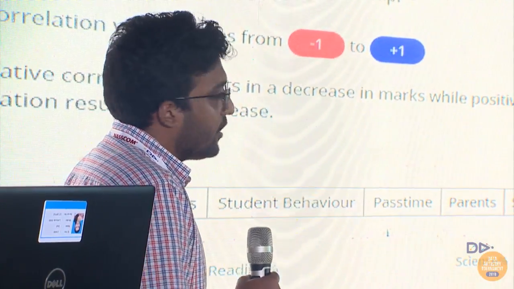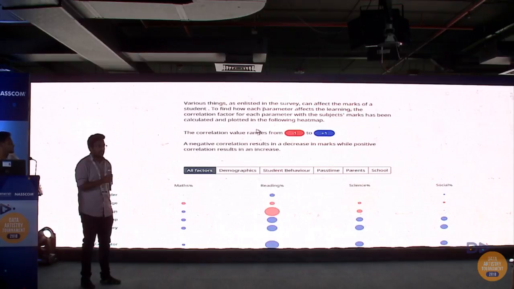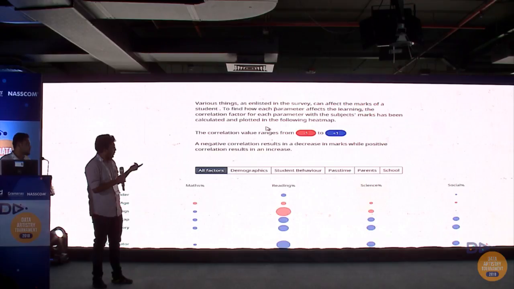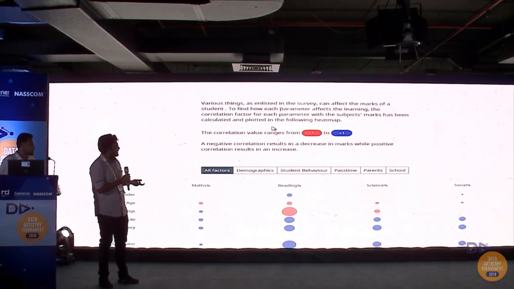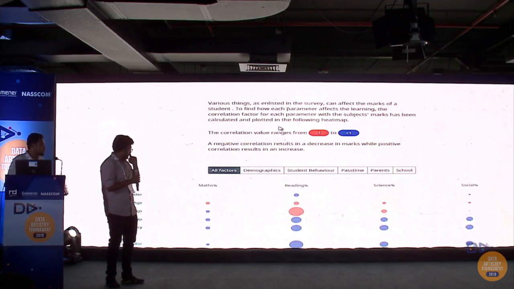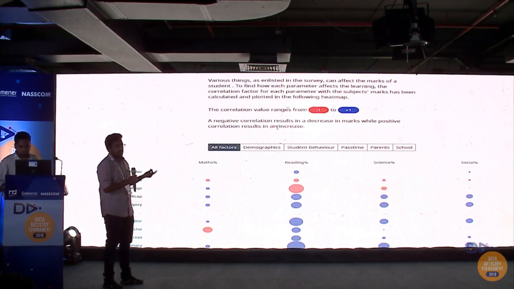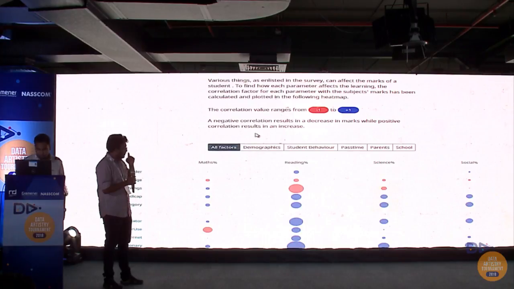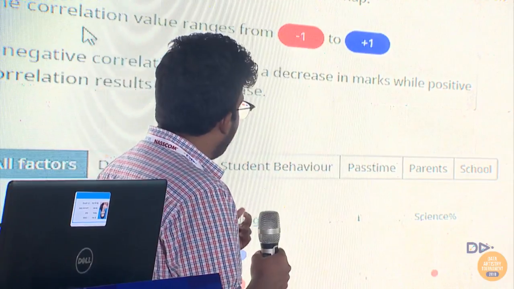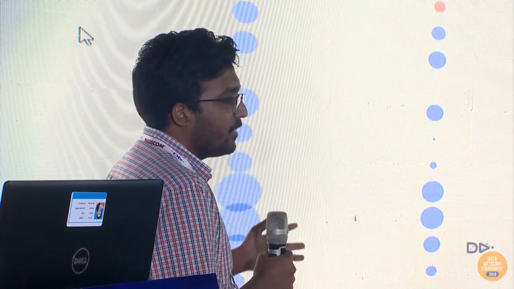And then to find the effect of each of these parameters on the marks, we made a correlation matrix. For that we found the correlation factor for each of these parameters against the subject. Now the encoding here is, positive correlation is indicated by blue, while negative correlation is indicated by red, and the size indicates the amount of correlation. As you can see, reading here seems to be the subject that is most affected by most of the parameters. And even though statistically speaking, you need 0.5 for a stronger correlation, here we are getting only around 0.2 to 0.3, but at least that is giving us an indication of an area to explore.